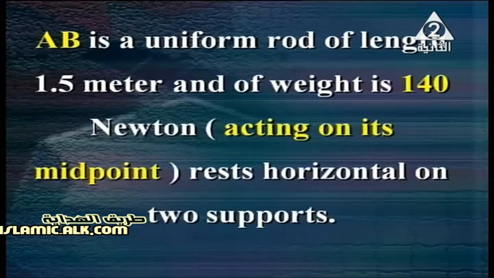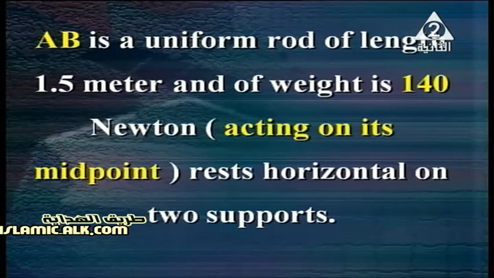Another example. AB is a uniform rod of length 1.5 meter or 150 centimeter. Remember, uniform rod. What do you mean by uniform rod? Yes, its weight acts at the midpoint of AB. AB is a uniform rod of length 1.5 meter and its weight is 140 Newton, acting on its midpoint.